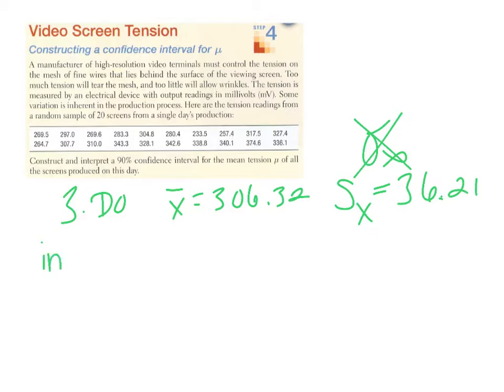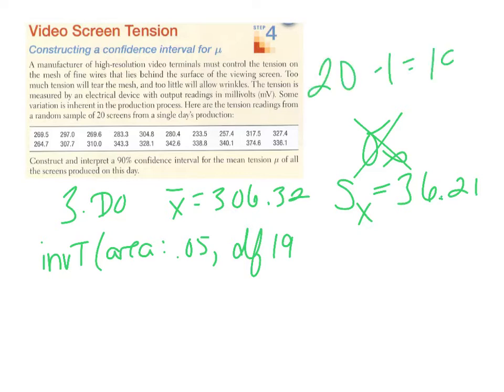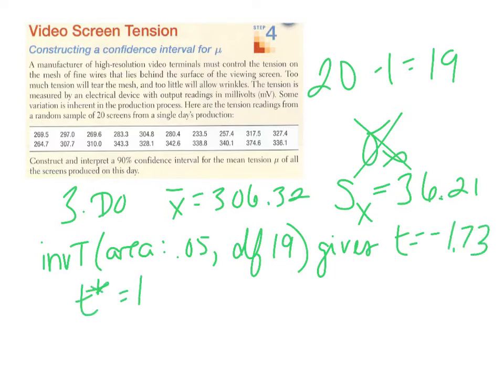Okay, when I put it into my calculator to get my critical value, I've got my inverse t. I'm at a 90% confidence level, so I've got a leftover area of 10%, splitting that at both tails. So I get an area of 0.05. My degrees of freedom are 19, right? 20 minus 1 is going to give me 19. So this gives a t value of negative 1.73, which makes my critical value 1.73, not negative.